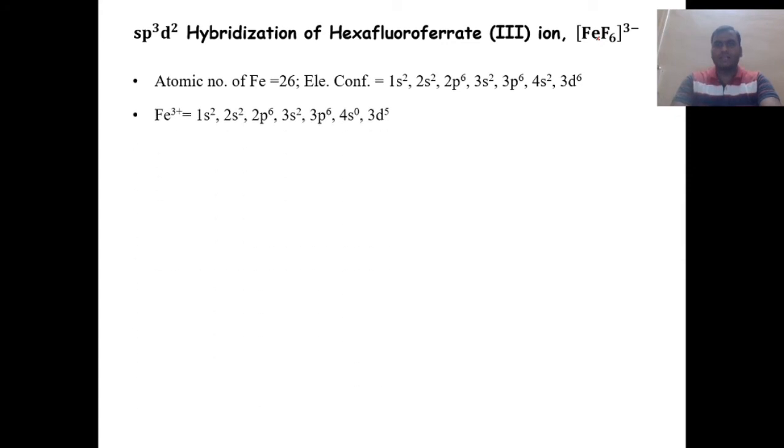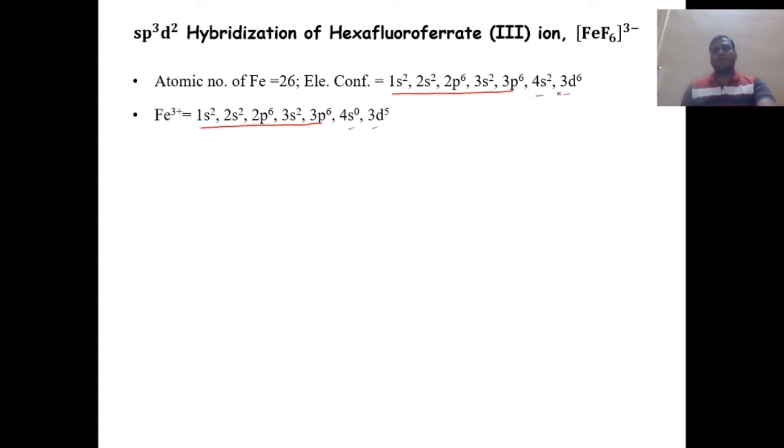So whenever in this complex, Fe loses how many electrons? 3 electrons, that is, its oxidation state is 3. So its electronic configuration will become 1s2 2s2 2p6 3s2 3p6. Okay, up to this it is the same as in the ground state. Now the change is in the 4s and 3d.